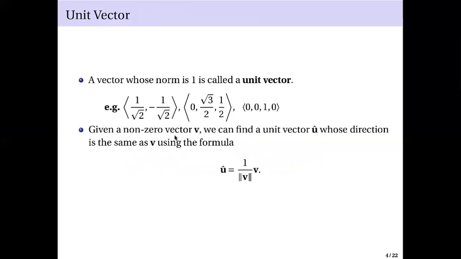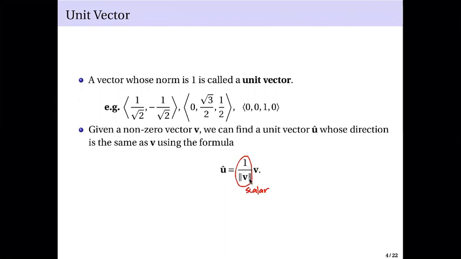Now, given a non-zero vector v, we can find a unit vector which we will denote by u hat. Usually the hat tells us that it's a unit vector. So you can find a unit vector u hat whose direction is the same as v, but since it's a unit vector, the magnitude will be 1. This unit vector u hat is given by 1 divided by the magnitude of v, times v. So 1 over the magnitude of v is a scalar, because the magnitude of a vector is just a number.